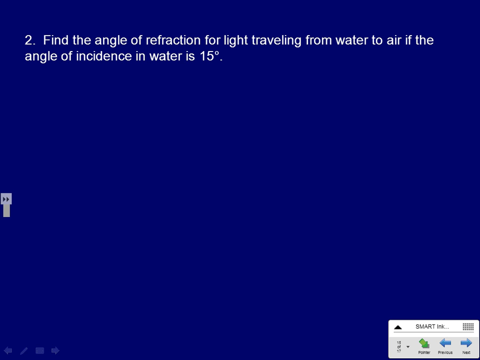Find the angle of refraction for light traveling from water to air if the angle of incidence in water is 15 degrees.